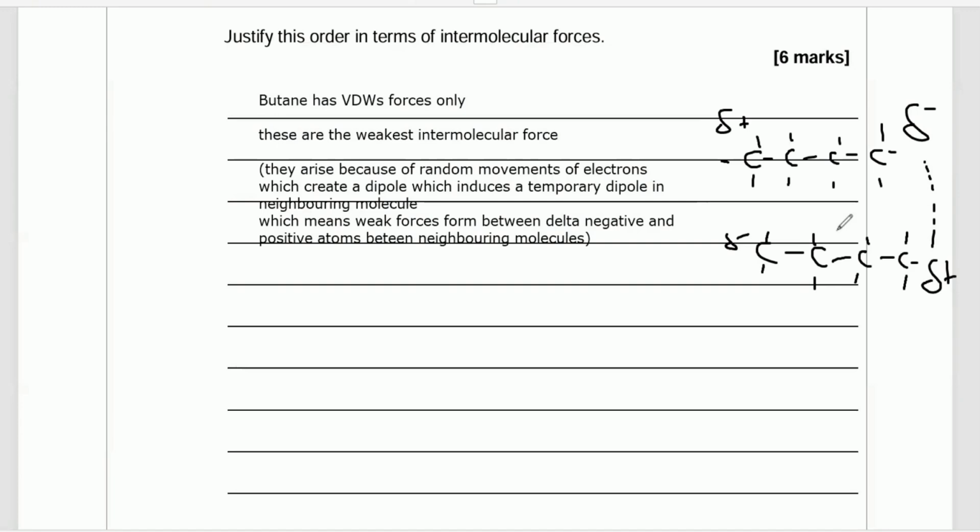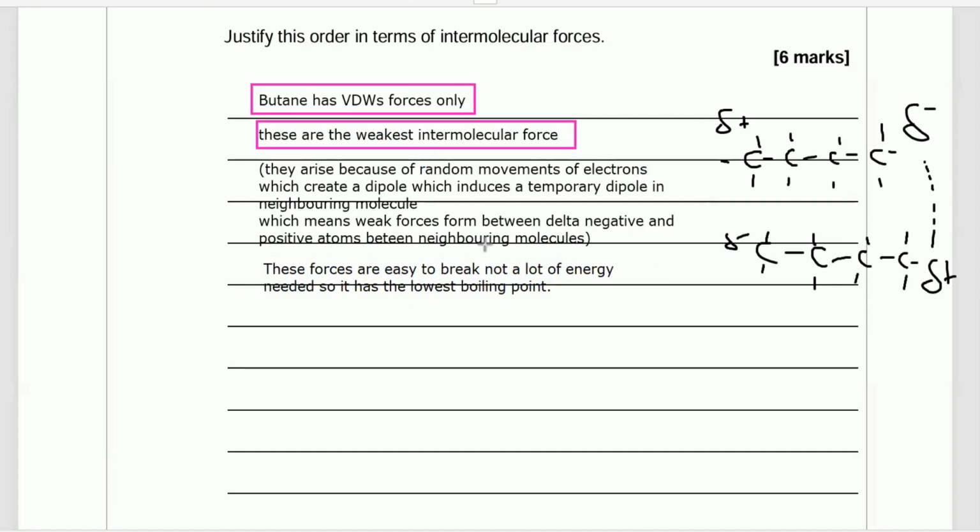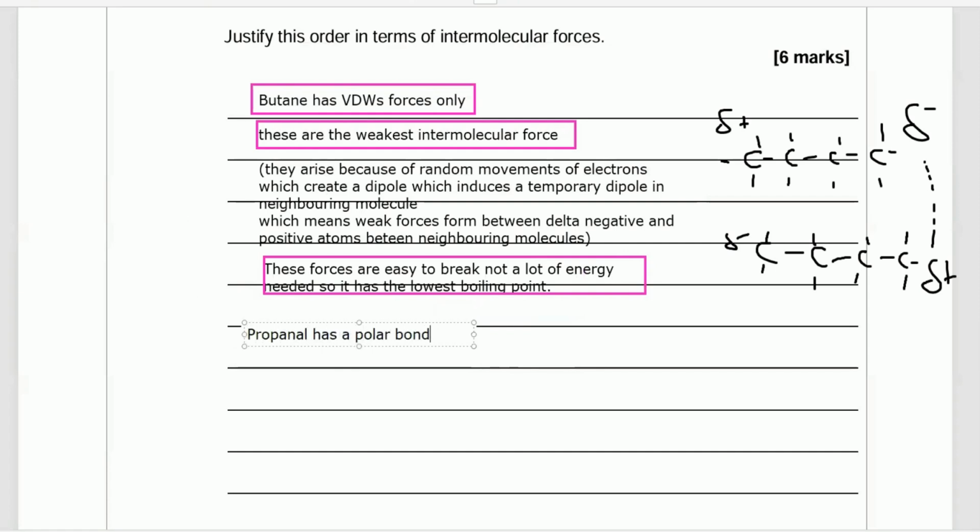So I'm just going to highlight what you would get the marks for, which is what I'm supposed to be doing in the mark scheme, right? So these forces are easy to break, easy to overcome because van der Waals forces are weak. So this is why it has the lowest boiling point. So technically, we just needed to say butane has only got van der Waals forces, which are the weakest intermolecular force. Therefore, not a lot of energy needed to break the forces, easy to overcome. Lowest boiling point. You need to say that it's the lowest.